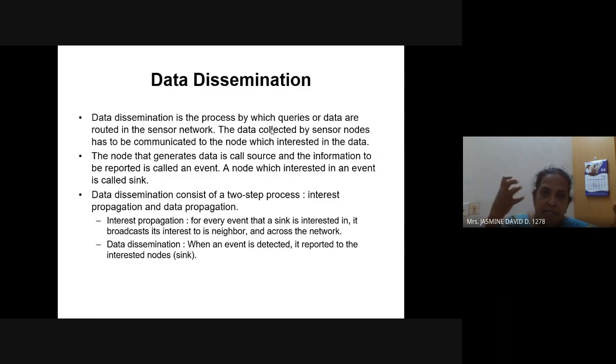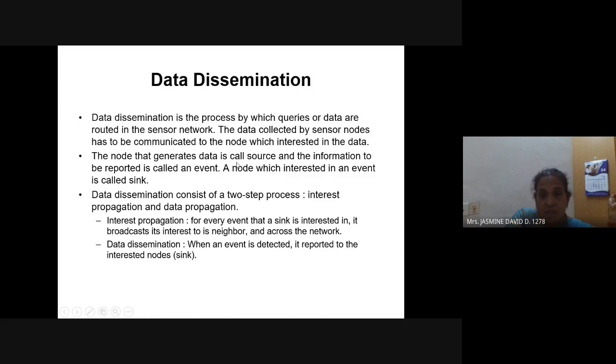So the data collected by the sensor node has to be communicated to the interested node. The node which is interested is called a sink node, because the sink node is interested to receive the information from all the nodes. So whenever data is collected by the sensor node, it has to be communicated to the sink node. The node that generates the data is called the source. That is the node which has the information to transmit. The information to be reported is called the event. And the node which is interested in that particular event is called the sink node.